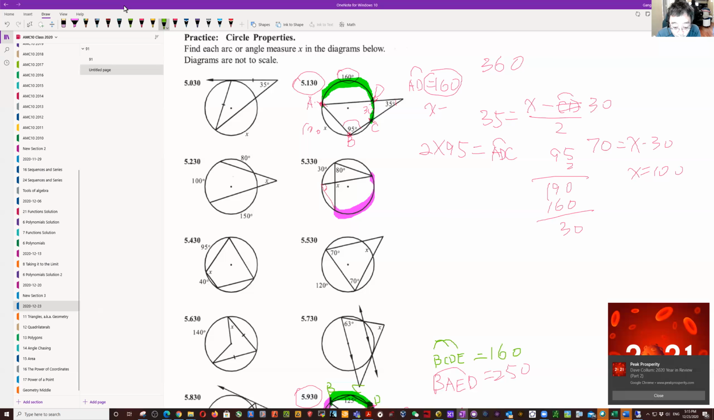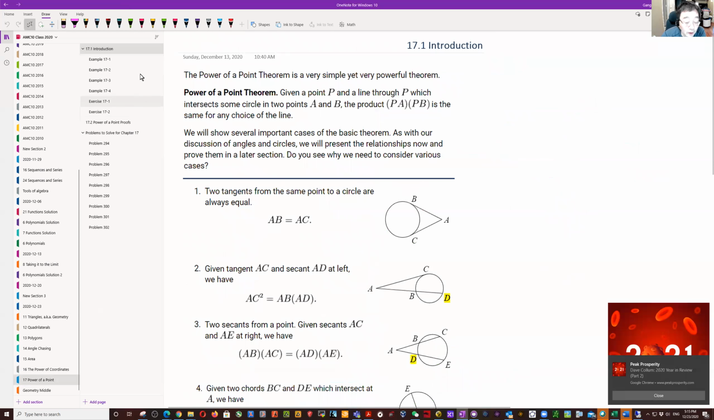This is 80, this is 80, and this is a vertical angle. So basically you have a similarity. You actually got two similar triangles. And two similar triangles actually have a lot of very fun things. So let's continue on this topic with chapter 17 on AOPS.